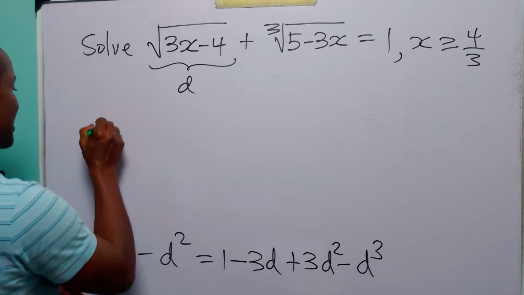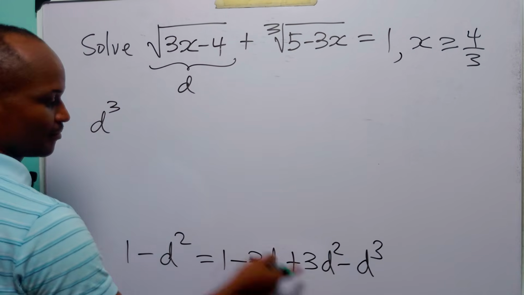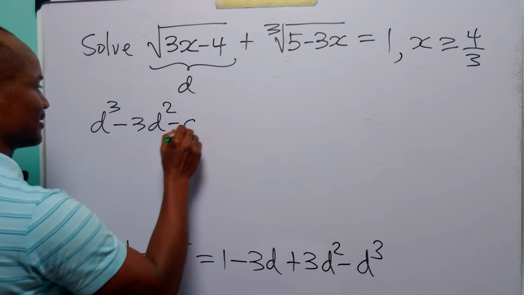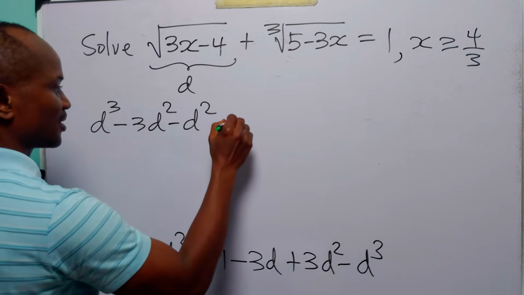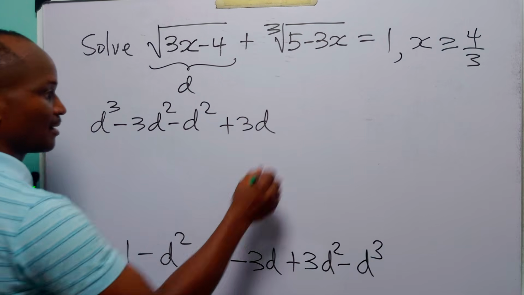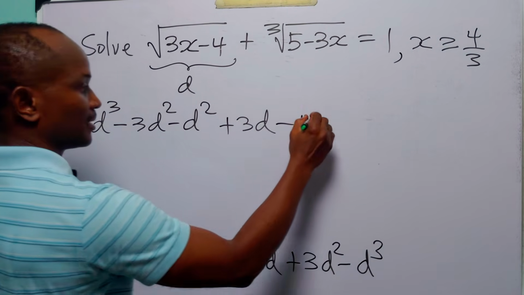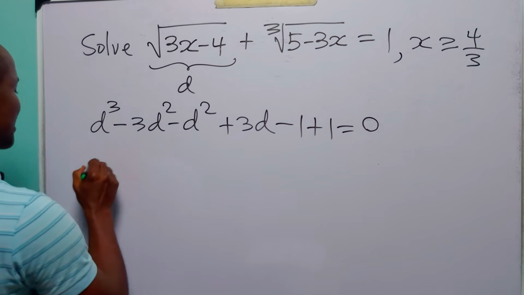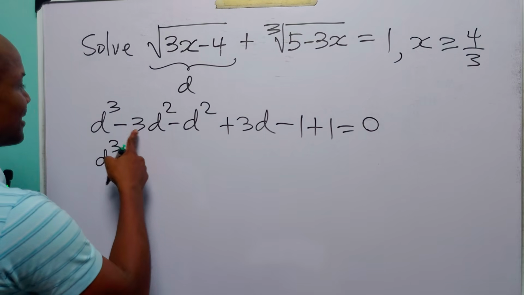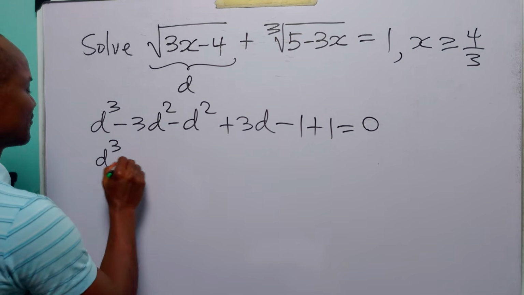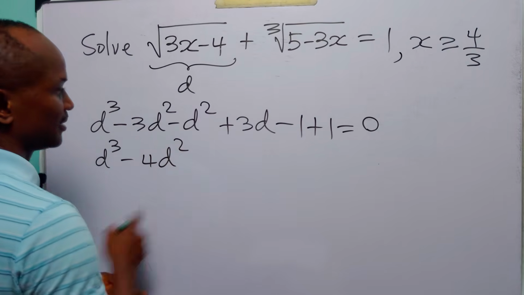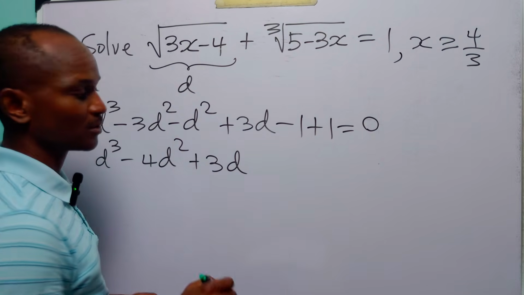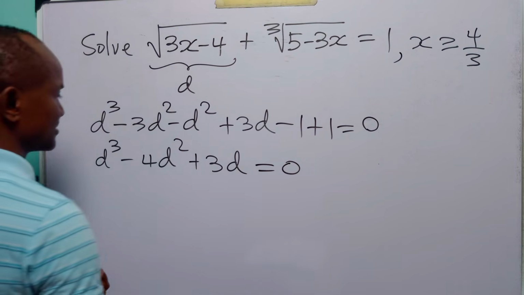We start with this. So we have d cubed minus 3d squared minus d squared plus 3d minus 1 plus 1 is equal to 0. And simplifying this, we have d cubed minus 3d squared minus d squared is going to give us minus 4d squared, plus 3d. Minus 1 plus 1, of course, is equal to 0. And on the right-hand side, we have 0.